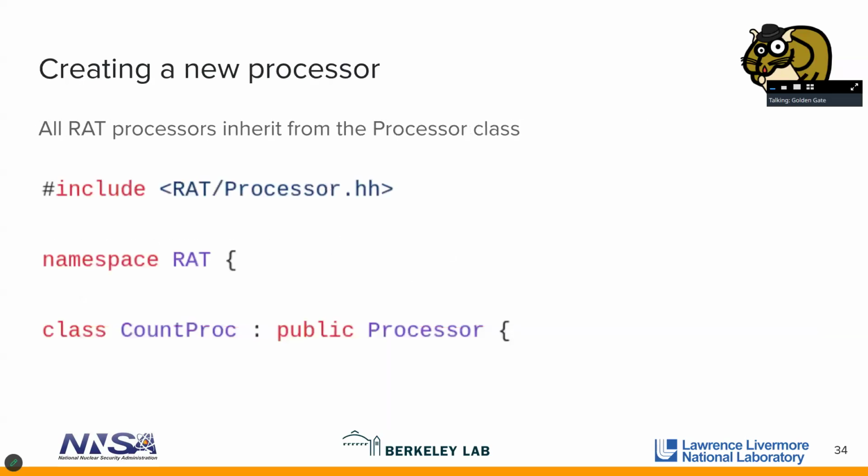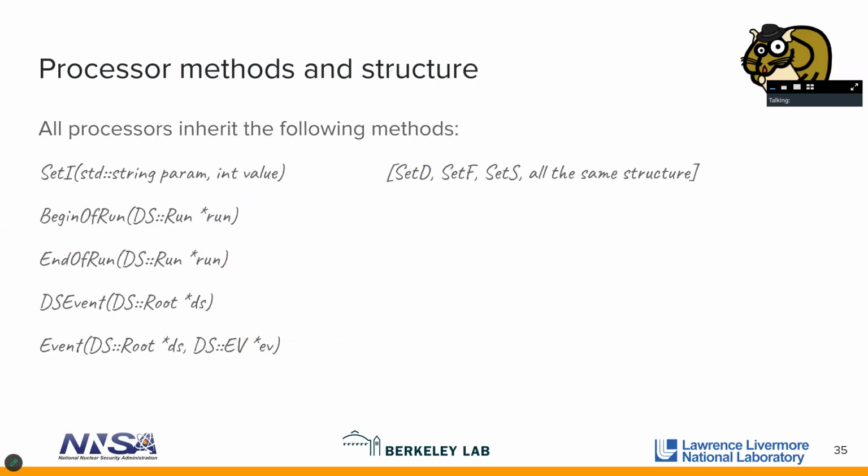Okay, so last part of my talk is creating a new processor. I'll try and get through this part very quickly. All of the RAT processors inherit from the processor class. So there's a class in RAT called processor, and they all inherit from that. So I would always use the count processor as an example for how to start. If you're going to write a new processor, start with a count processor and just start renaming things.